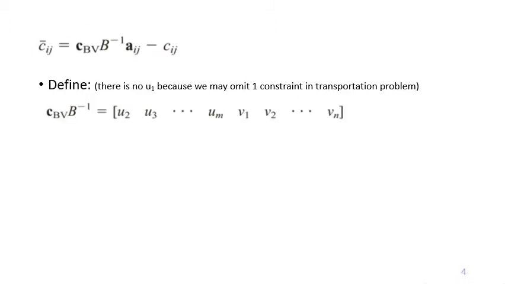In the transportation problem, we have m supply constraints and n demand constraints. So inside the cBvB inverse vector, we should have m plus n elements, right? However, in the transportation problem, remember we may omit any one of the constraints, and it will still be satisfied. This is also the reason why we only need m plus n minus 1 basic variables. So in this case, we just assume that we omit the first supply constraint. That's why you see here we start from u2 up to um, but v1 up to vn. So we have m plus n minus 1 elements inside the cBvB inverse vector.